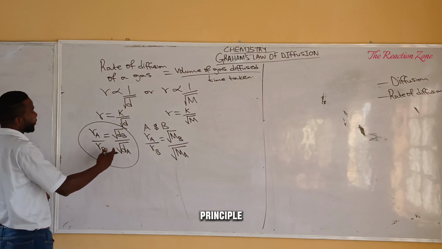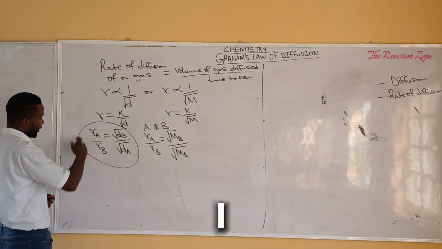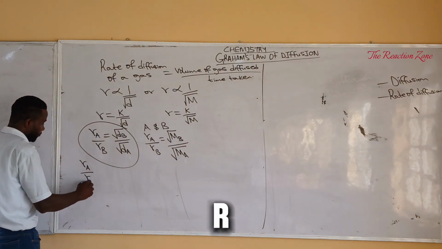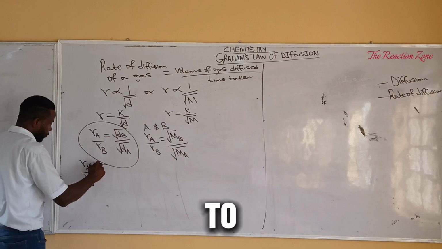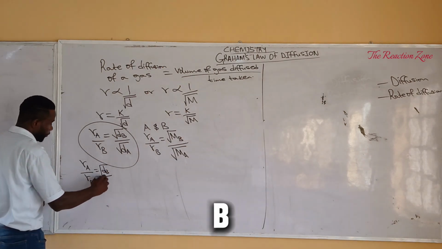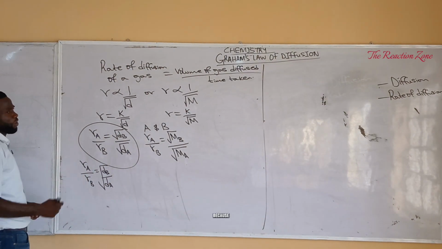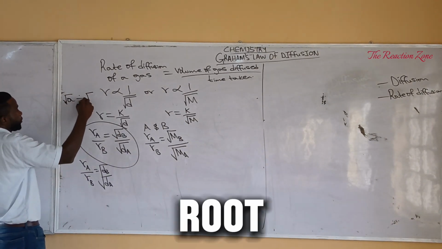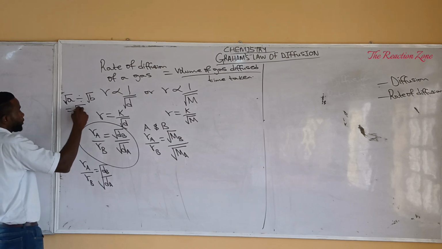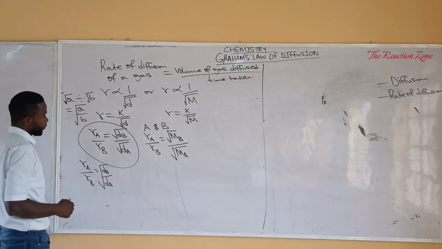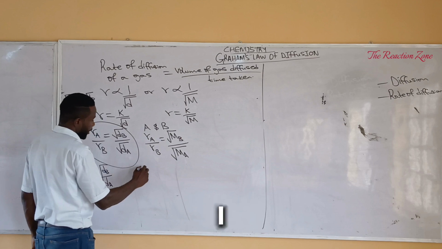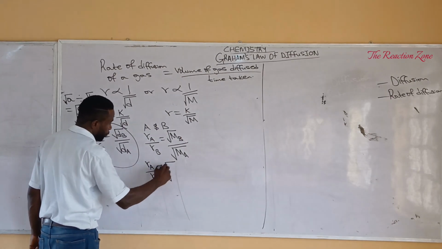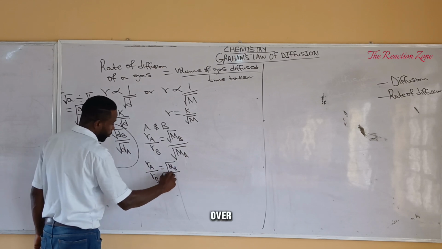If I apply the principle of surds in mathematics, I can rewrite this expression as RA over RB is equal to root of dB over dA. This is because from surds in mathematics, root A divided by root B is equal to root of A over B. Applying the same principle here, I will have RA over RB is equal to root of MB over MA.